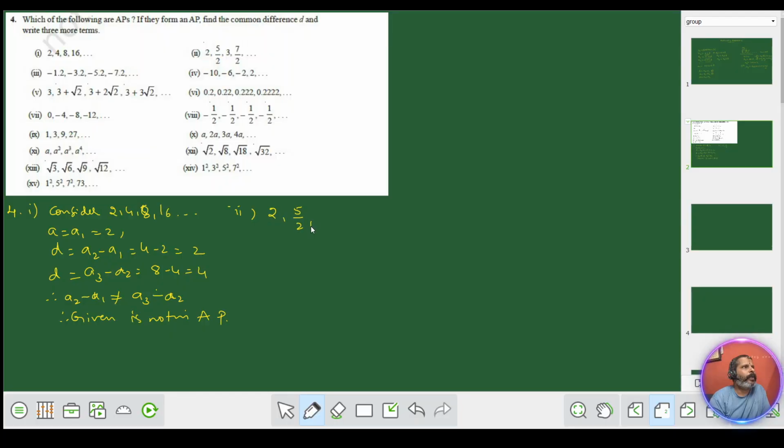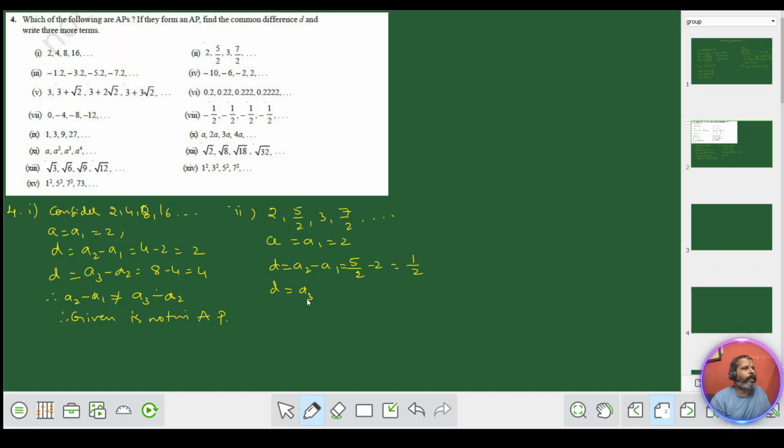2, 5 by 2, 3, 7 by 2. What is the first term here? A is equal to A1 is equal to 2, D equal to A2 minus A1. First term is A1, second is A2, third is A3, like that. A2 is 5 by 2, so D is equal to 5 by 2 minus 2. If you simplify it, 5 minus 4, 1 by 2 it comes. Right? So we will see another one.